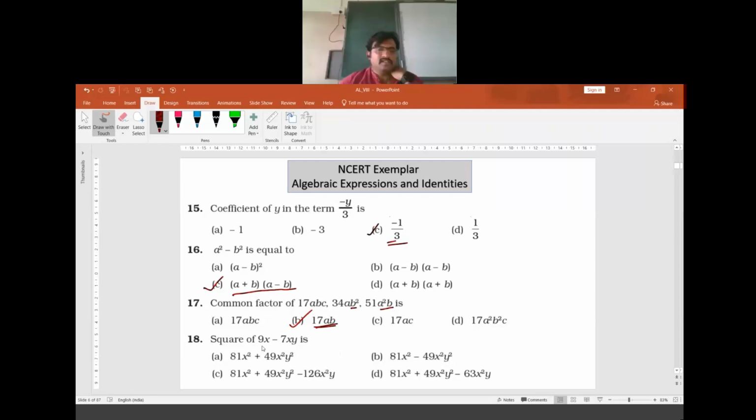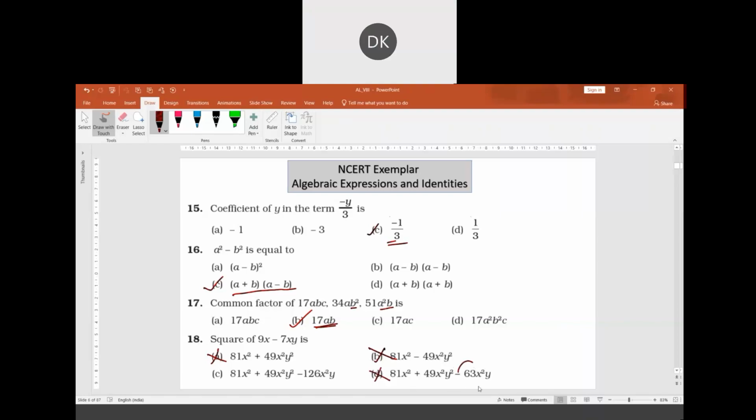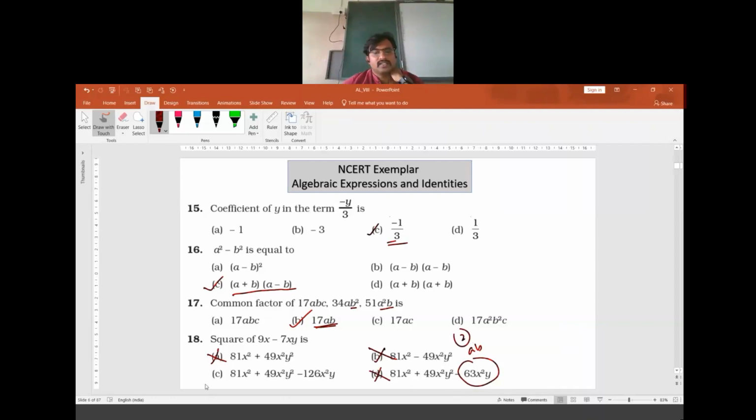In the same way, the square of 9x minus 7xy. Option D is 81x square plus 63x square y square minus 63x square y. These two are ruled out. Why is D wrong? Sir, 2 times 63, that is 126, has to be multiplied. Answer is C. Here only ab is done, 2ab is missing. The 2 is missing.